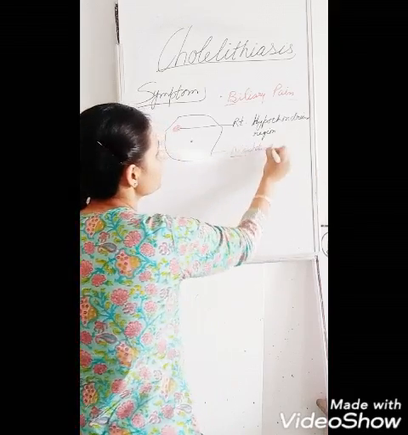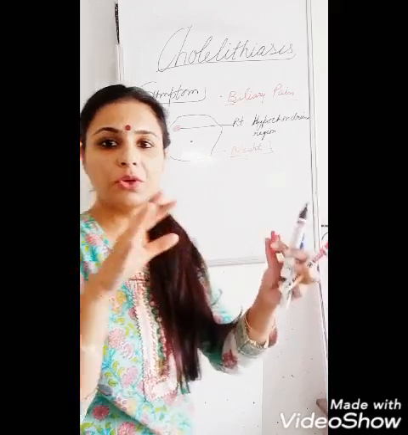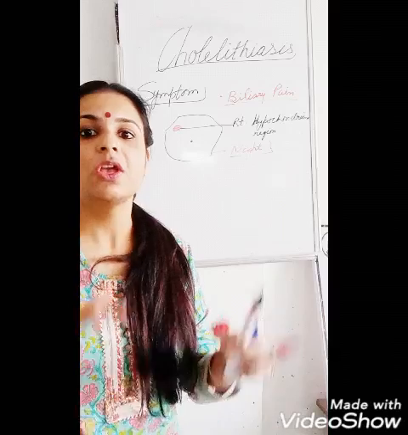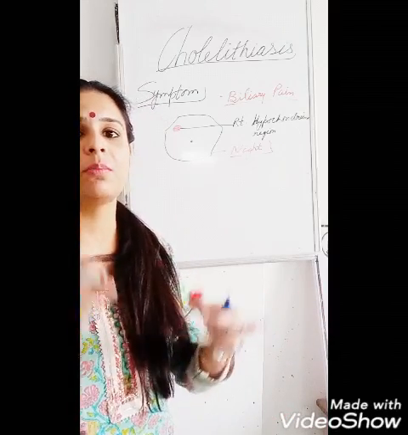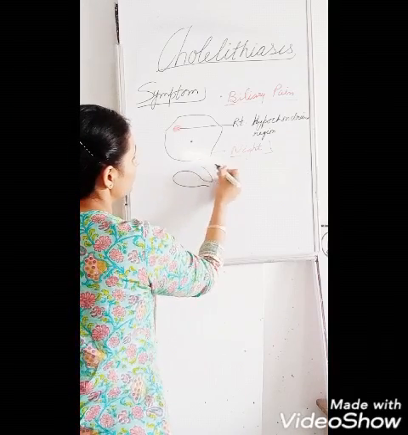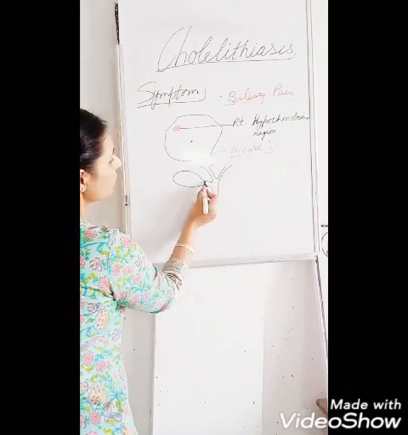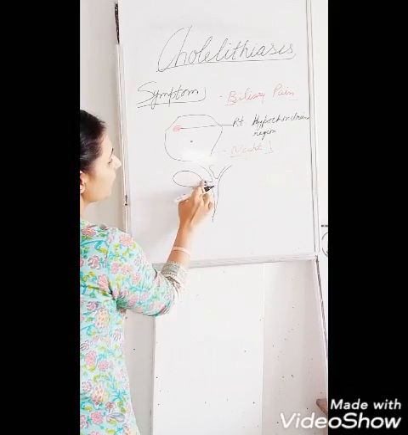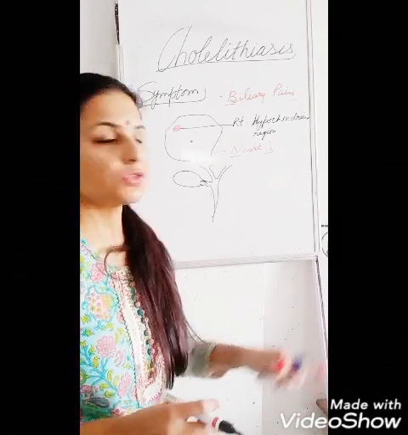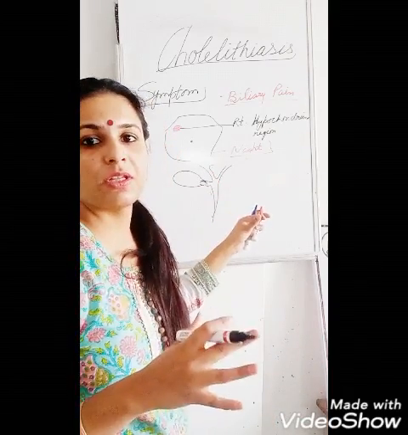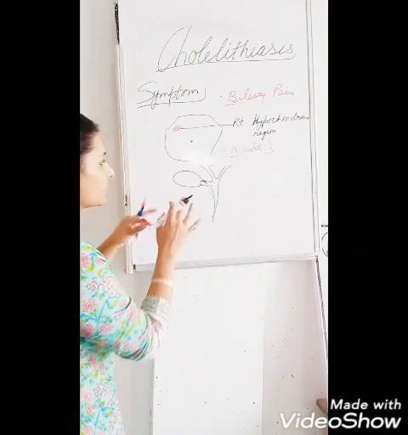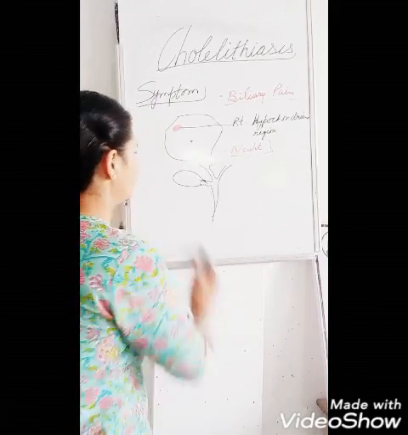Why? Because the patient is in supine position. So during that position, when the patient is sleeping, he or she is in supine position. At that position, that stone will block the neck of the gallbladder and will cause spasm of the gallbladder. So because of that obstruction, that blockage created by the stone, there will be spasmodic pain and colicky pain.